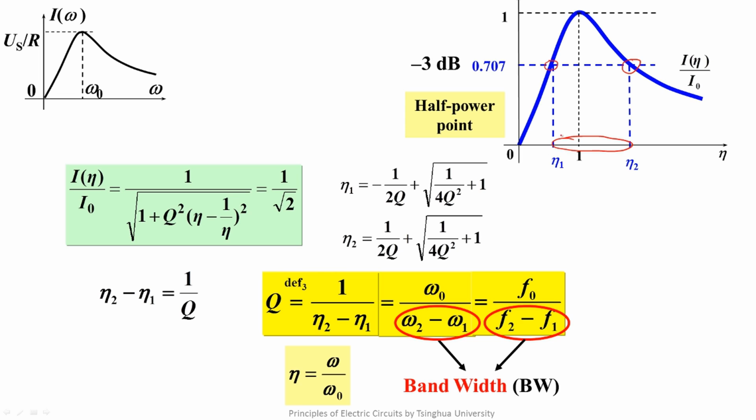Signals with frequency within this range can pass. The width of this frequency range represents the performance of the bandpass filter. According to this expression, we can easily solve the quality factor of a resonant circuit from the frequency characteristic. About this, we look at a simulation.